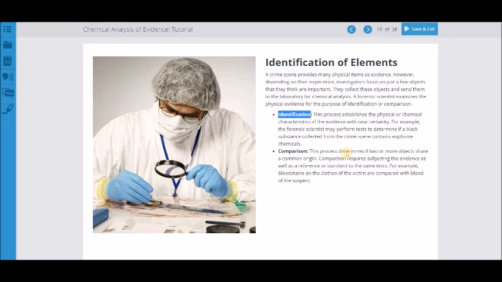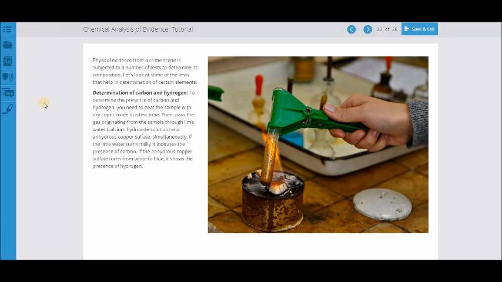So we talk about things like the identification of it, which establishes the physical and the chemical characteristics. We then can compare those to see if they have a common origin, such as this chemical has a certain trace signature to it, so we know that it was made by this company. I know that sounds like something straight out of the movies, but it's actually true. We can also compare the DNA in blood to existing known DNA samples, and that happens all the time. That's why we study DNA.